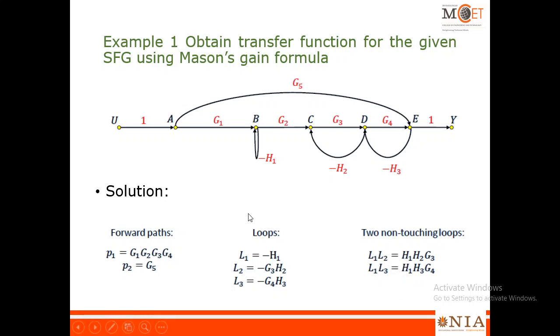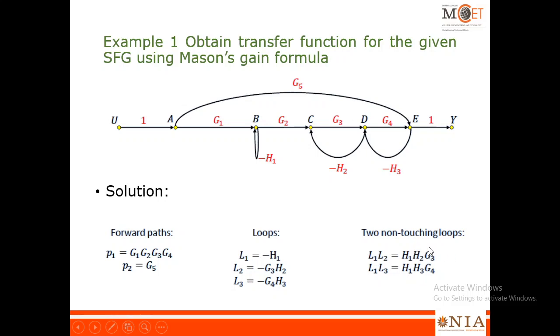So your del is ready here, that is 1 minus the sum of all the individual loop gains, plus the sum of these two terms, minus, if you had a set of three non-touching loops, that gain would come, but here there is no set like that. So the last term is not there. So del is equal to 1 minus the sum of these loop gains plus the sum of these two gains. So del is ready for you. Now we should move on to del 1 and del 2.